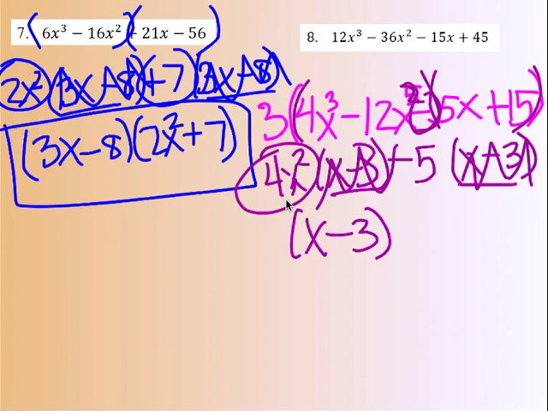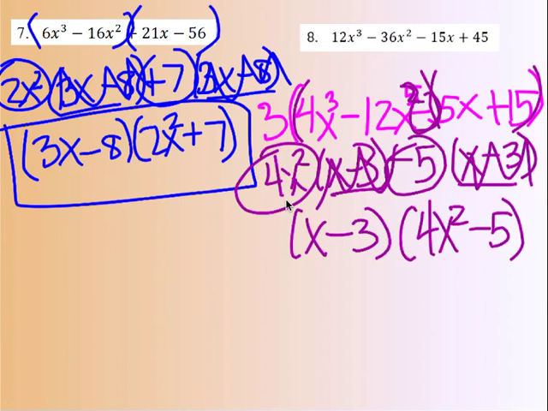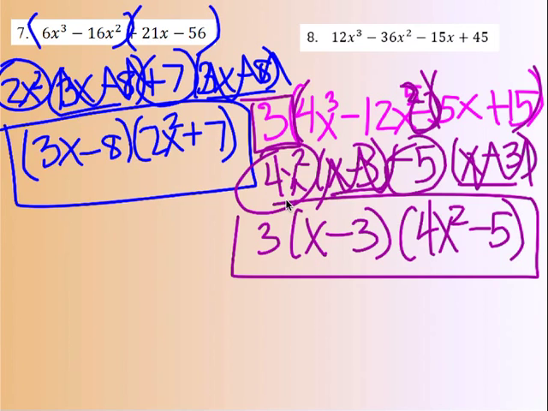Once I've done that, I'm going to write what's on the outside, or those greatest common factors. Those are going to go into the other parenthesis. Last but not least, I can't forget about my little sister, my greatest common factor. So that needs to come down to the end of my problem. So that right there is your answer on number 8.